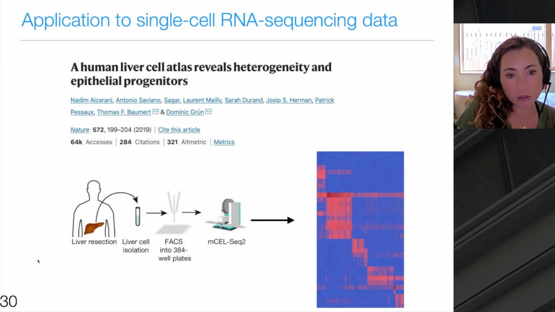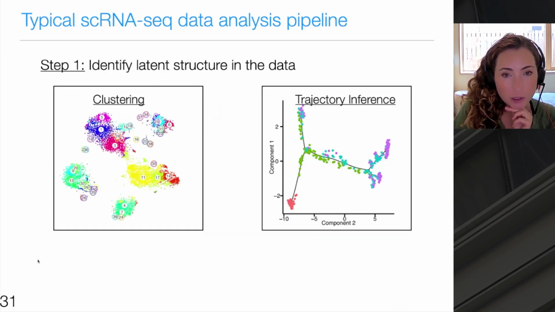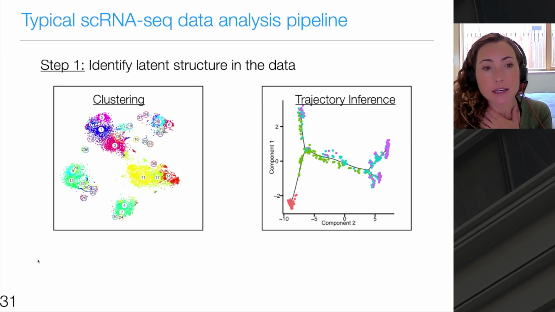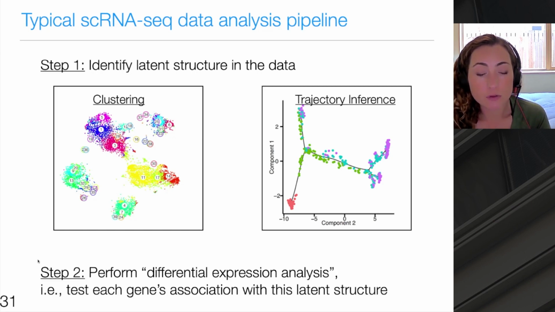relatively new, well, I shouldn't say new, but a current technology that allows us to measure the expression of genes on individual cells. The typical pipeline for analyzing this data involves a step where researchers identify latent structure in the data. For example, they might perform clustering of the cells, or maybe they learn a low-dimensional representation of the cells. And then they perform what's called differential expression analysis, where they want to test each gene's association with this latent structure.